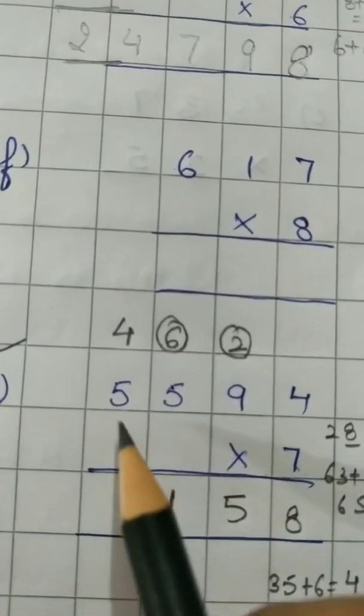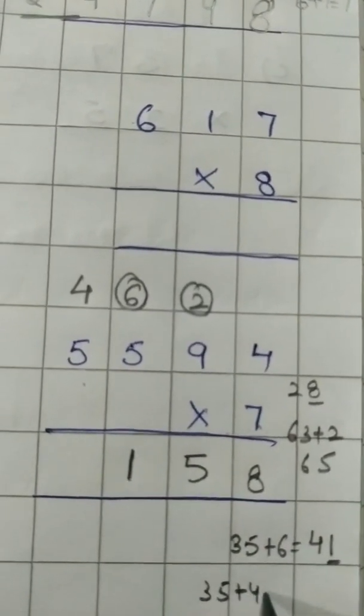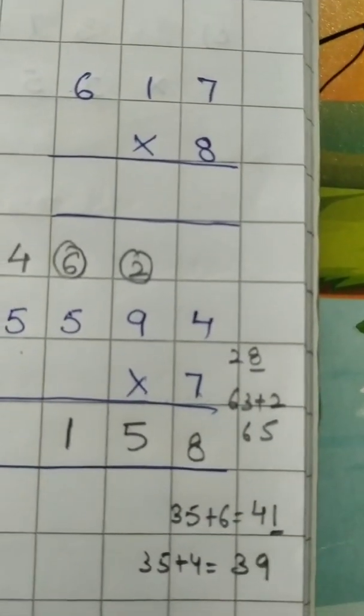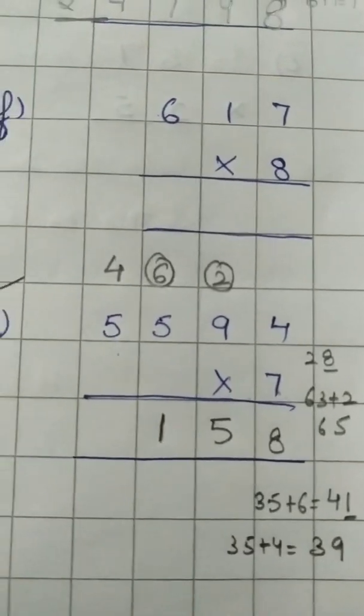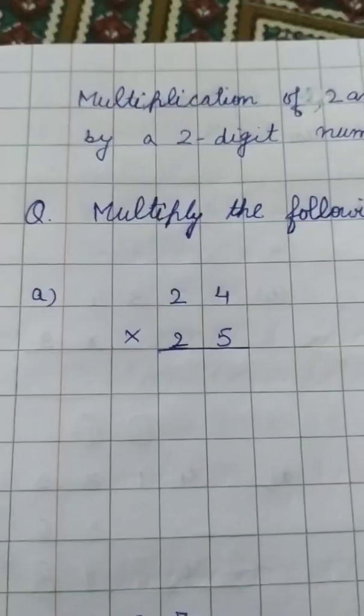Now 7 fives are 35 again, plus 4 we have to do now, which is equal to 39. Okay. This we will write in this box, then in this box.